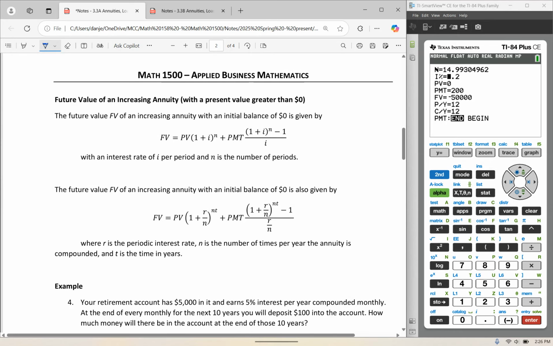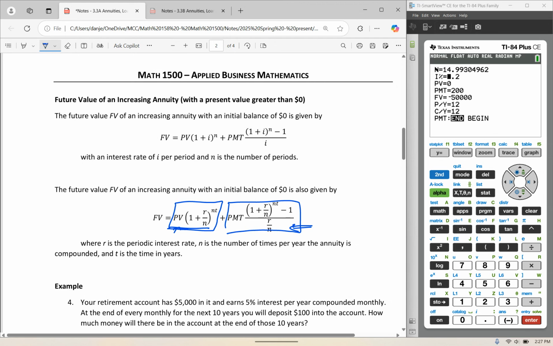In a previous video, we looked at the first part of this formula, PV times (1 plus r over n) to the nt. If I put $1,000 into an account, how much will my account be worth? That's the first part of this formula. Earlier in this video, we were working with just the second part of this formula. So suppose, look at example 4. I'll scroll up in a moment.